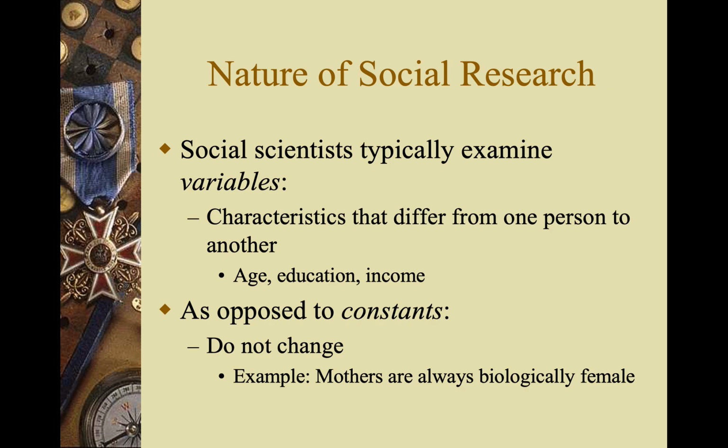Social scientists typically examine variables versus constants. So a variable is something that changes. It differs from one person to the other. Some examples are age, income level, what kind of education this person has, as opposed to constants. Like, for example, mothers are always biologically female. So social scientists are interested in variables versus constants.